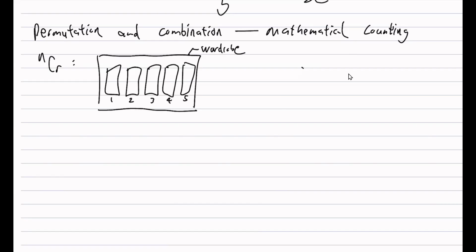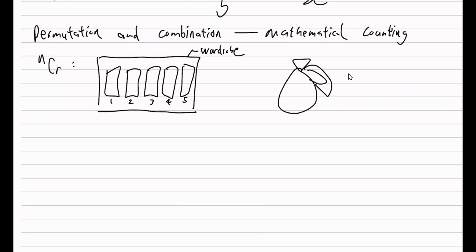Then let's consider a bag. You have a bag like this. And inside the bag, you can only put in, for example, 3 different items. You only have space for 3 different items. Then you don't care what order you pick the items. So there are 5 different colors, or 5 different flavors or whatever items, and you want to choose 3 of them. How many ways are there?